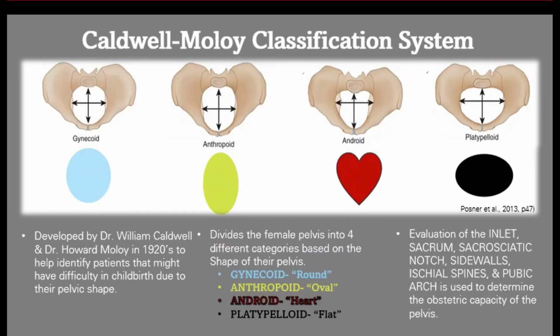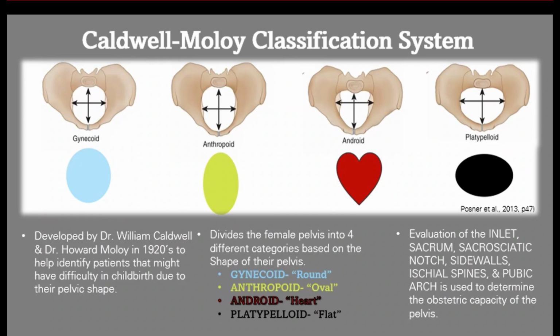Next, I want to talk about the way the female pelvis has commonly been classified through the years. The Caldwell-Molloy classification system was developed in the 1920s by Dr. William Caldwell and Dr. Howard Molloy in an effort to create a system that would help doctors identify patients who might have difficulty in childbirth due to the shape of their pelvis. These physicians studied numerous pelvic x-rays and came up with a classification system based on their findings.